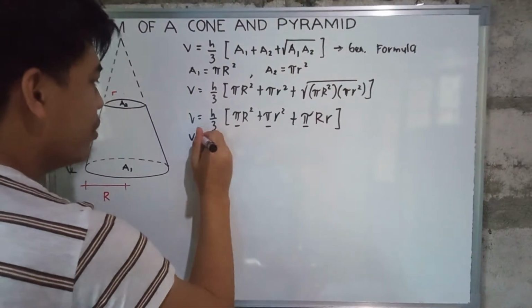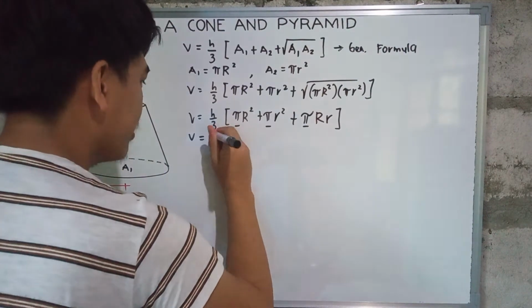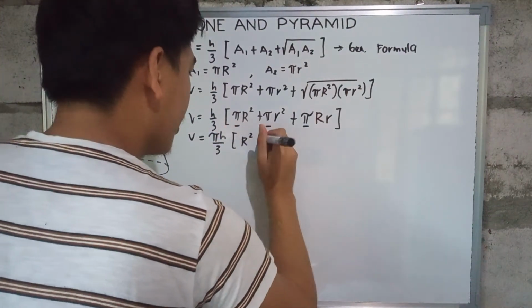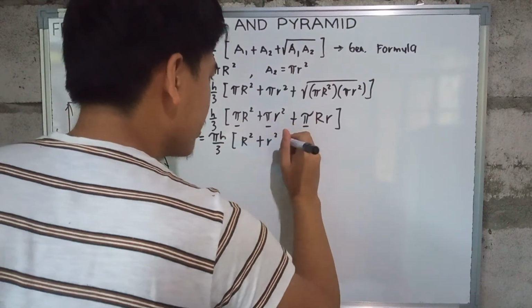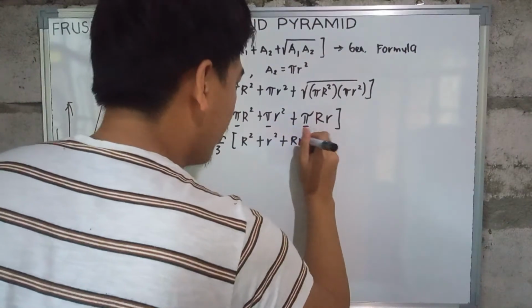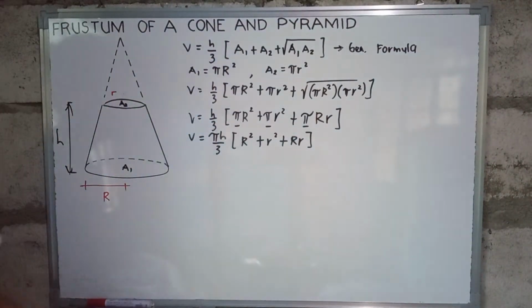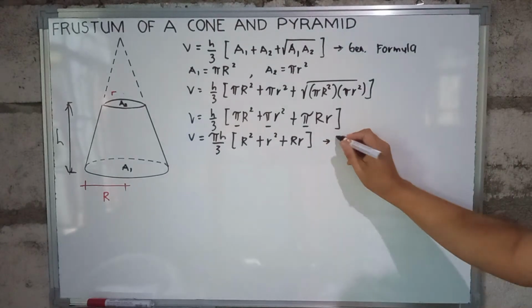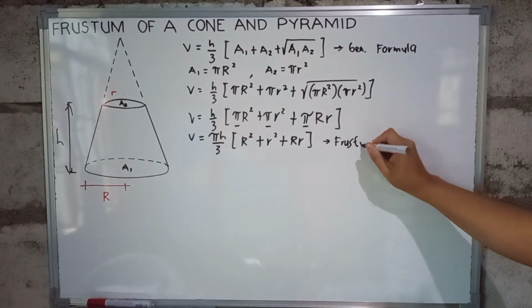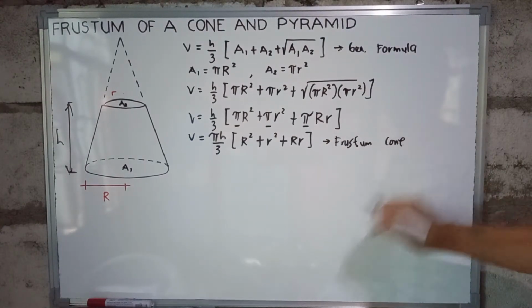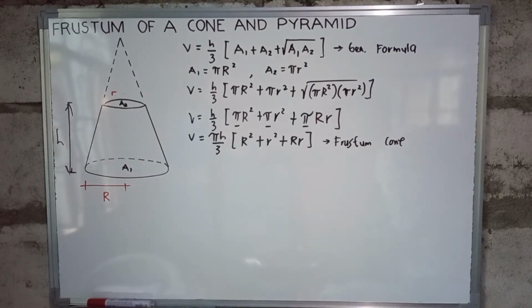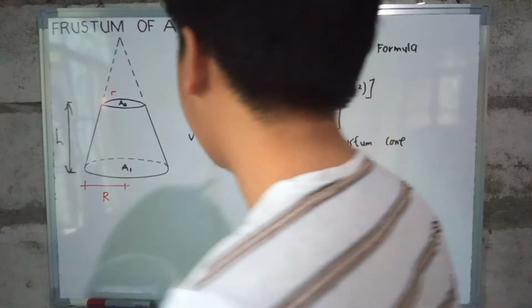So the volume will now equal to pi h over 3 capital R squared plus small r squared plus the product of the radius of two bases. So this will now be applicable for the frustum of cone. So, ina-advise ko sa inyo na huwag nyo nang i-memorize to. Ito na lang general formula. So now, let's solve for the lateral area naman.